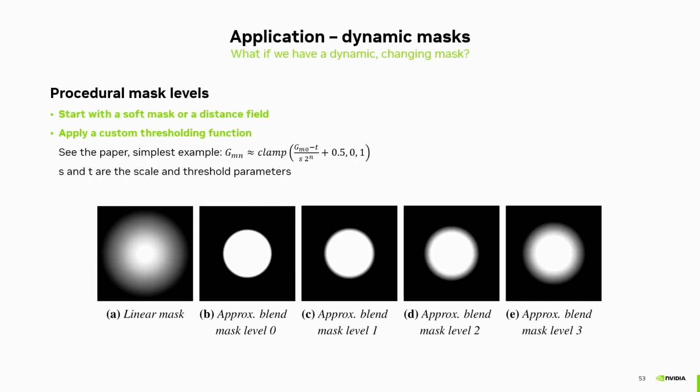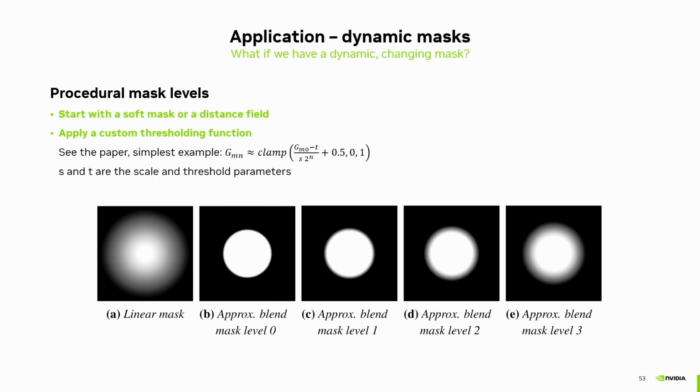What I mentioned before is that I wanted to have the option of artists using dynamic masks or time-based masks. Because of this, I would not want the mask to have to regenerate MIP maps any time they change some parameter. So the approximation that I propose here is that instead of creating this harsh mask and creating a MIP chain, start with a soft mask or even a distance field. This technique is inspired by distance fields.